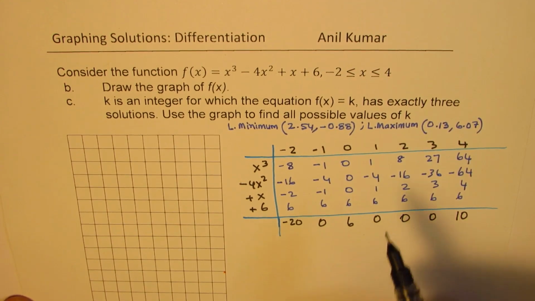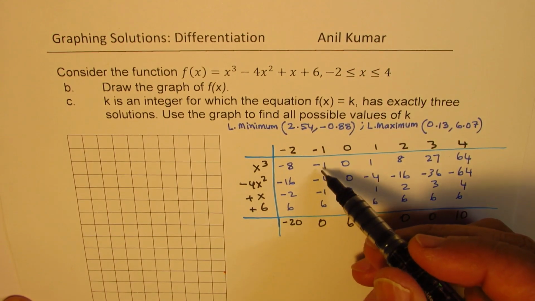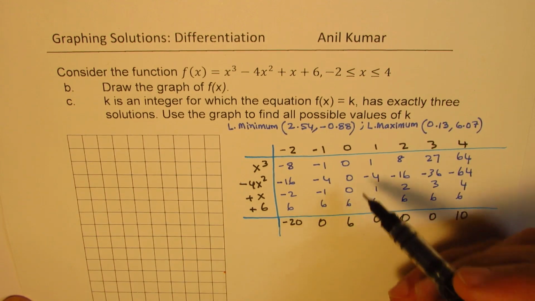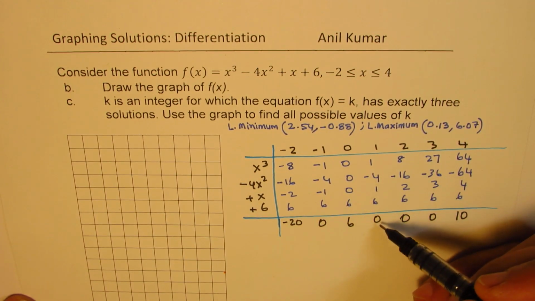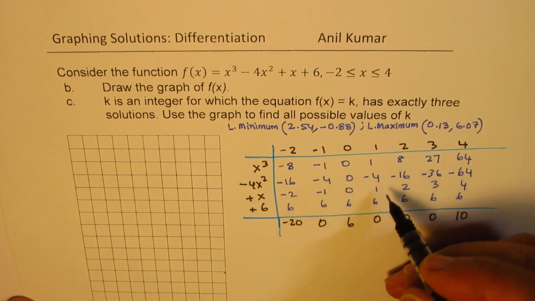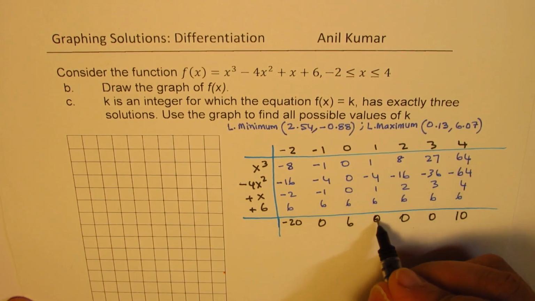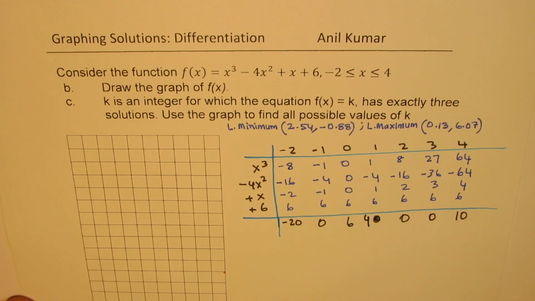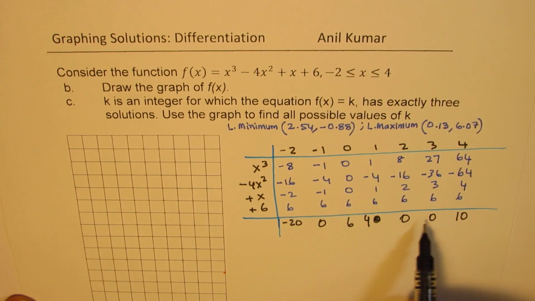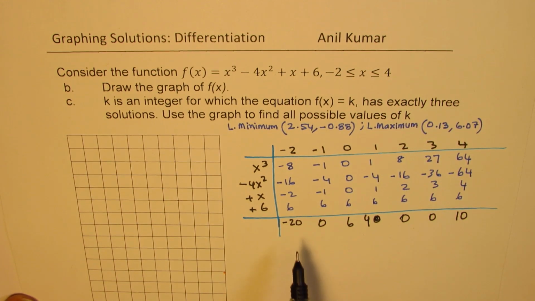Okay, so let's calculate. This is minus 6. That's correct. Now here we have, okay, this is wrong. So we have here 6, 7, 8 minus 4, which is 4. Okay, that makes sense. So we have zeros at 2, 3, and 1. And the values we are looking at are minus 20, one extreme, and 10 the other one.